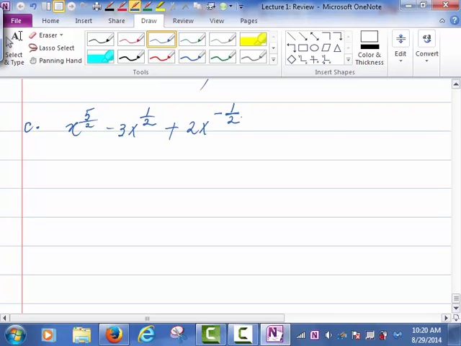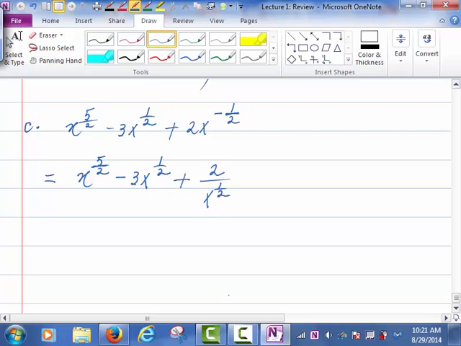Okay, let's say this is what we have. So how do I simplify this expression here? There are a couple of different ways of doing it, okay? So let me do it in one way first. This is x to the 5/2 minus 3x to the half plus, this can be written as 2 over x to the half, right? You agree with that? Negative exponent.